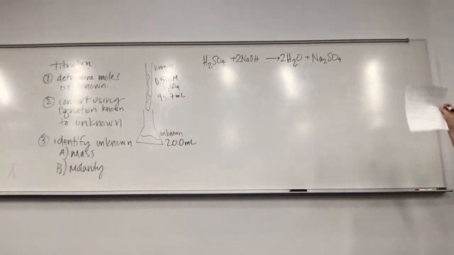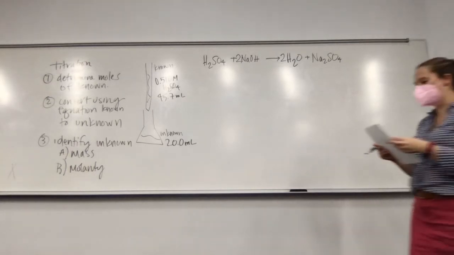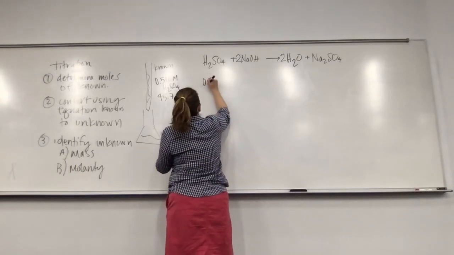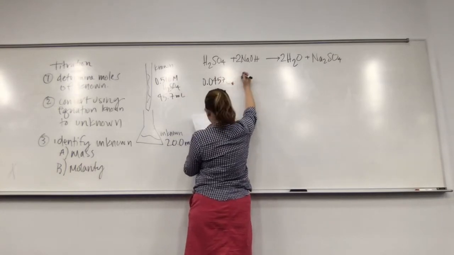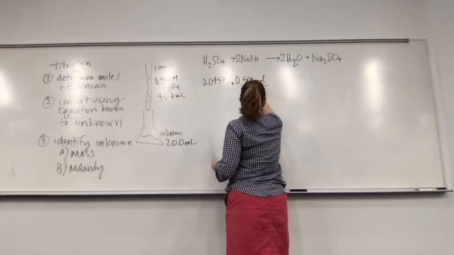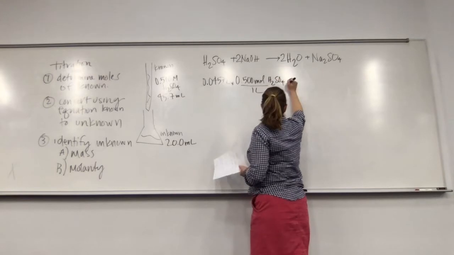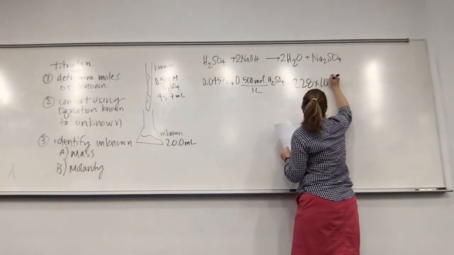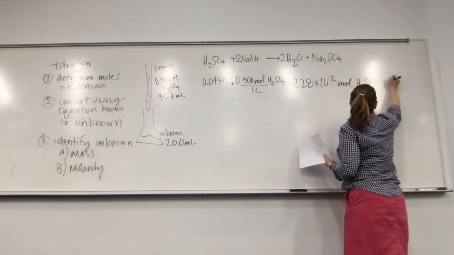Now we can determine the moles of known. We're going to use the molarity and the volume in order to do that. So we're going to take our 0.0457 liters, multiply that by the molarity of 0.500 moles in 1 liter of H2SO4, and that gives you 2.28 times 10 to the negative 2 moles of H2SO4. So this is step 1.